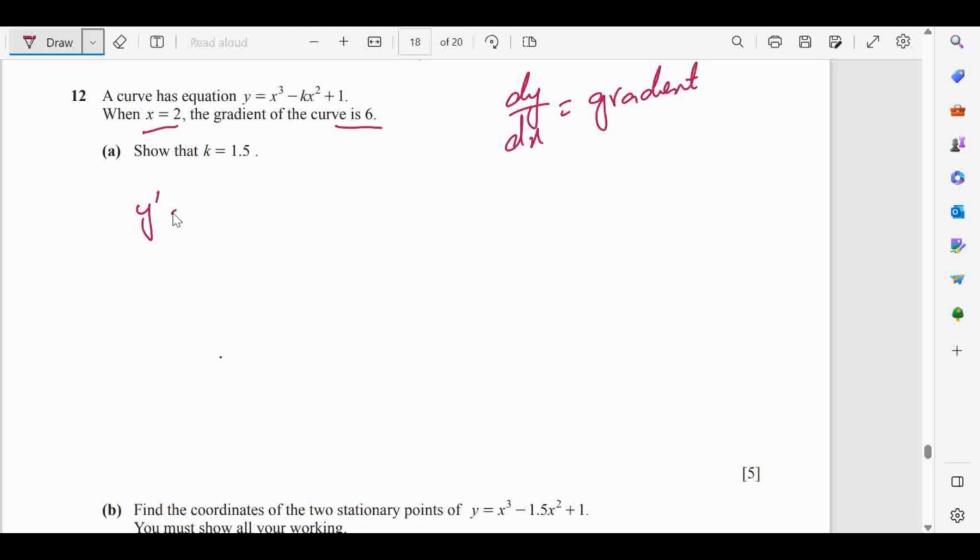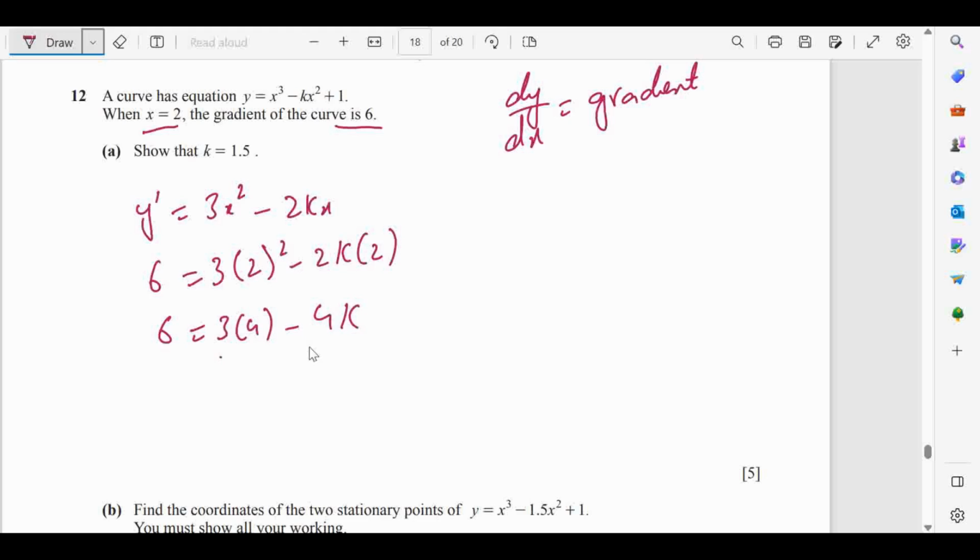The gradient of this will be equal to 3x squared minus 2kx. Now this will be equal to 6. So 3 into 2 squared minus 2k into 2. So 6 will be equal to 3 into 4 minus 4k. And if we further rearrange it, 4k will be equal to 12 minus 6. So k will be equal to 6 by 4, which means k will be equal to 3 by 2.